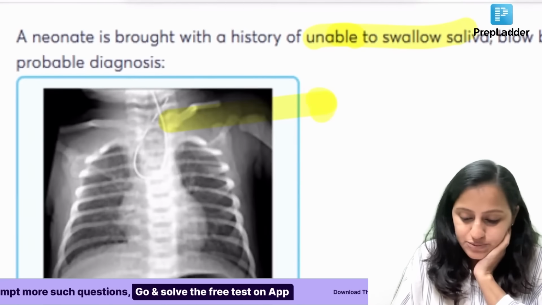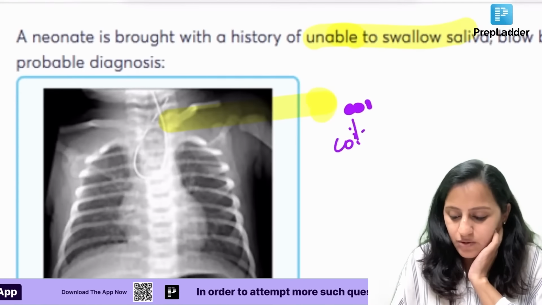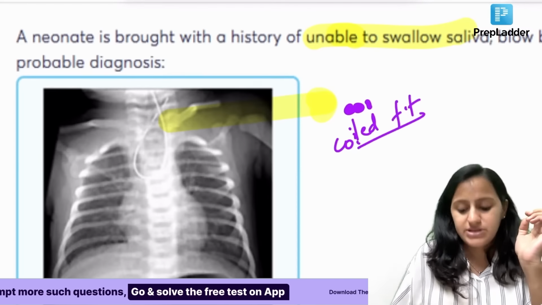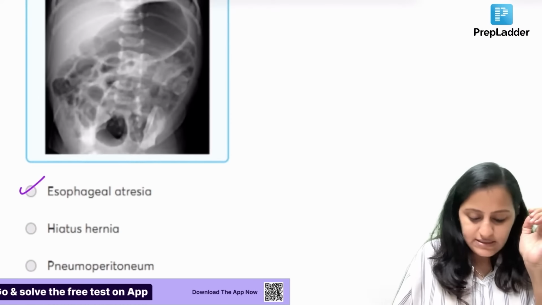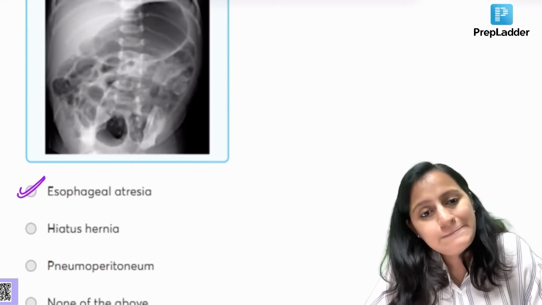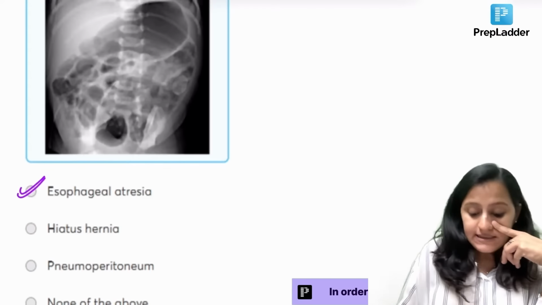So this is what you are seeing, a coiling of the feeding tube. So this is suggestive that there is a blockage here. So there is esophageal atresia. Is this clear with everyone? The tube is not able to go down because there is esophageal atresia.